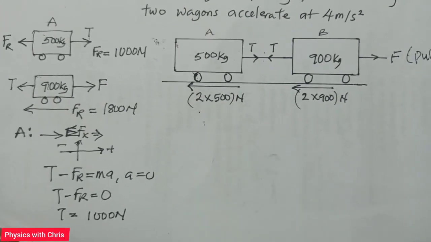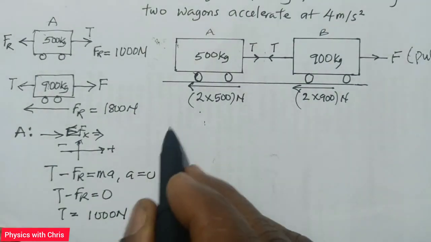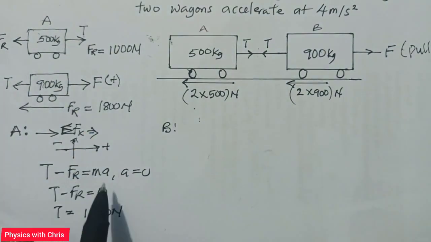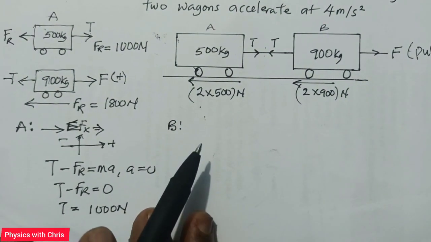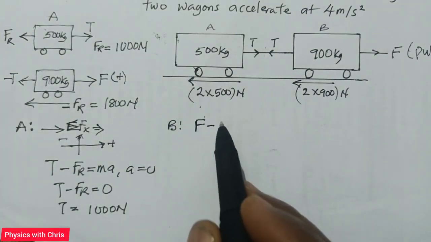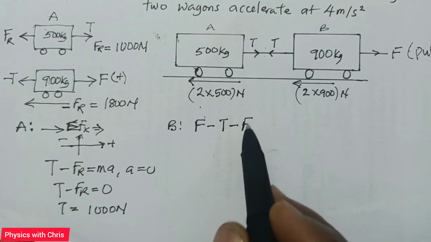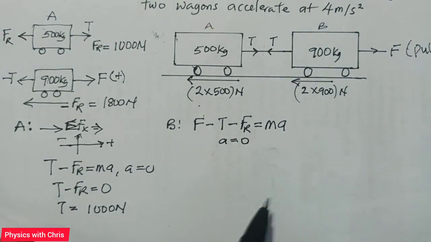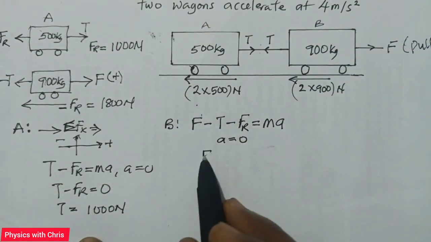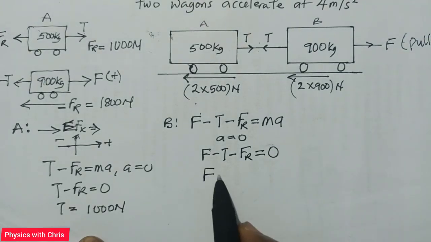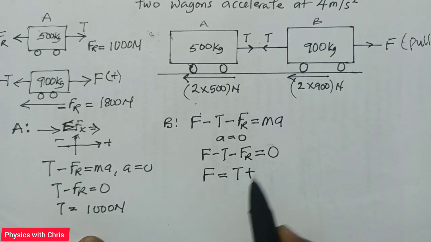Now for the second wagon B, let's write the forces acting along the x direction. This one is acting to the right, I give it a positive. This is to the left, I give T negative. Frictional force acts to the left, I give it a negative sign. So the resultant force is F minus T, which is the tension, minus the frictional force Fr equals mass times acceleration. Okay, where a is 0 again, because the two wagons move with a constant speed. I have F minus T minus Fr is equal to 0. That means my force F, which is the pulling force, is T plus Fr.